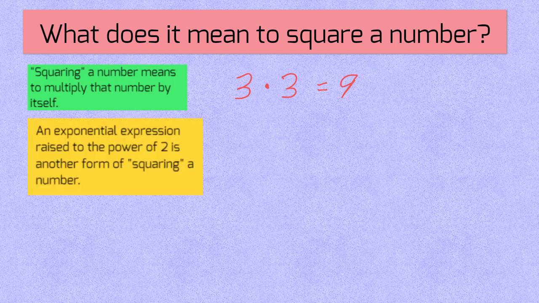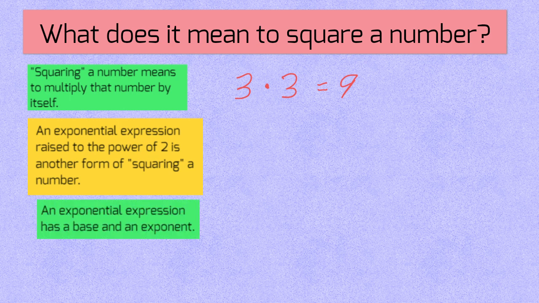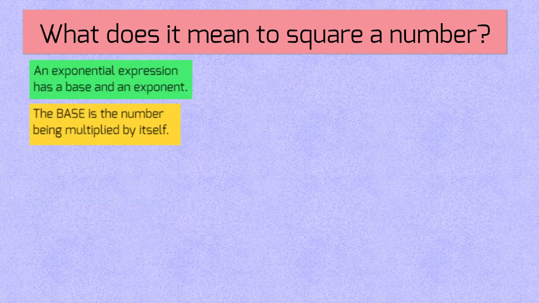Now, we can also do the same thing using powers or exponents. An exponential expression raised to the power of 2 is another form of squaring a number. If you're asking yourself, what is an exponential expression? Well, let's break it down. An exponential expression is an expression with a base and an exponent. The base is the number being multiplied by itself. So if we're talking about what we used for an earlier example, our base would have been 3.